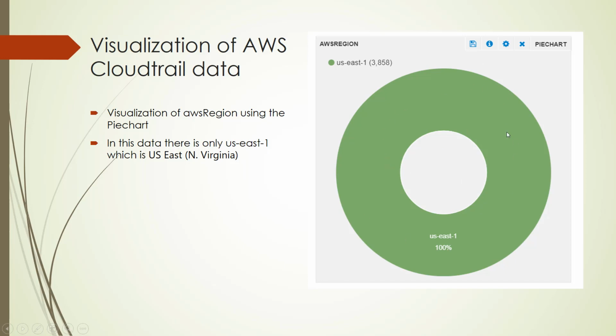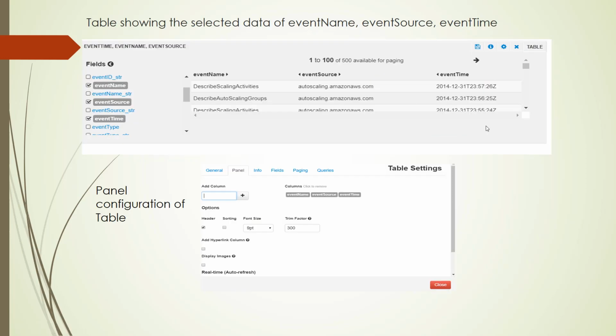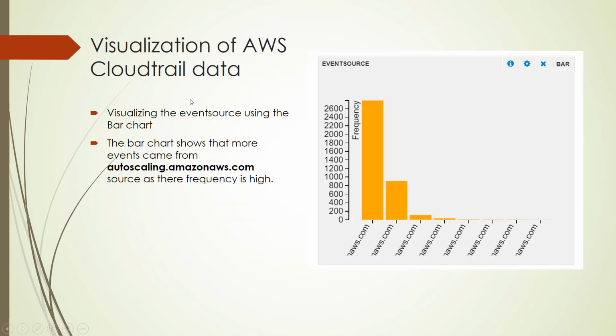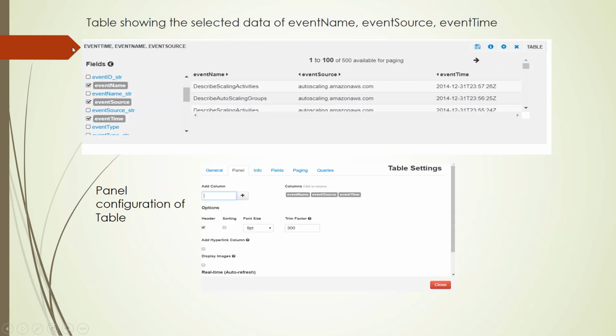Going to the other visualization, this is a table. It's a table of contents. You can display the required fields that you want on the table. So here I show you the event name, event source, and the event time. This is the panel where you add the different fields that you want to describe in the table.